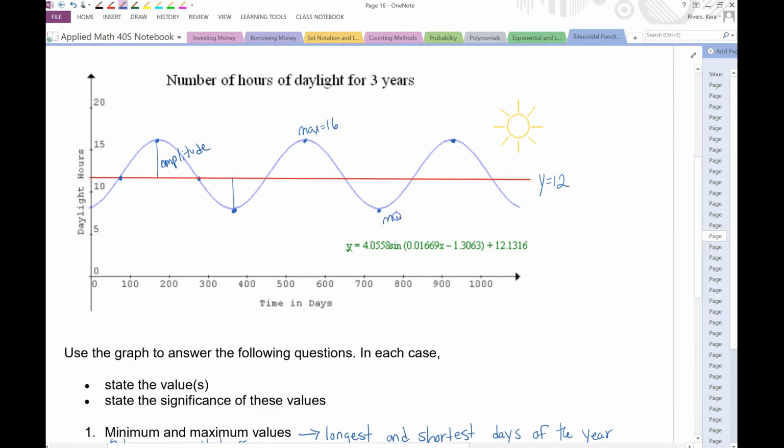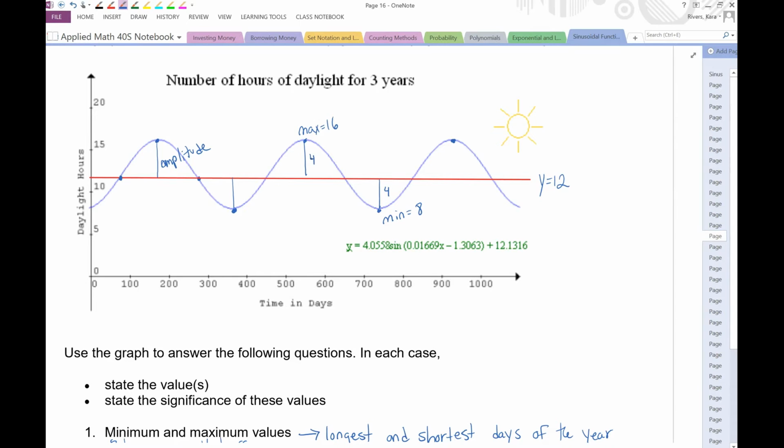Our minimum value is 8. And then that difference here is 4. So that's what we're looking at for amplitude. So if we take that median line, which is 12, that's our solstice, the difference between that and our max, or that and our min, is that 4 hours.